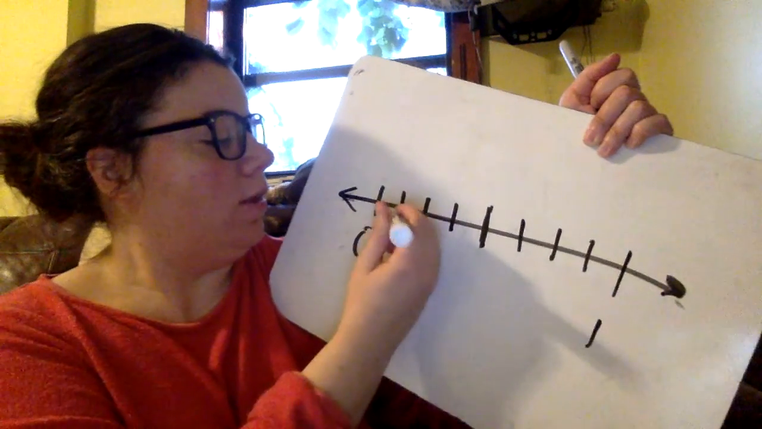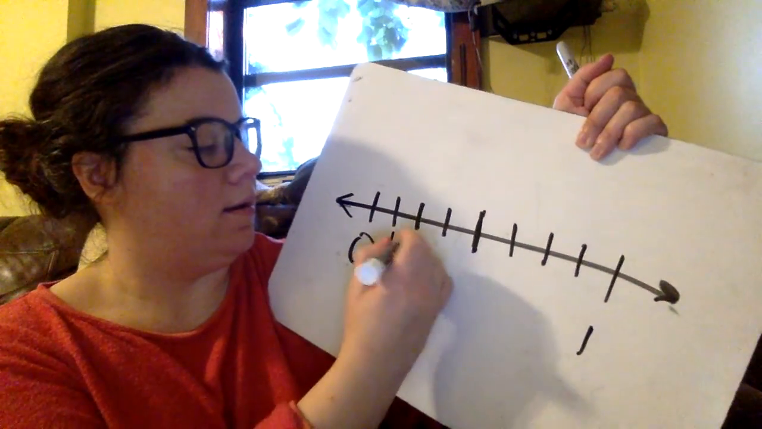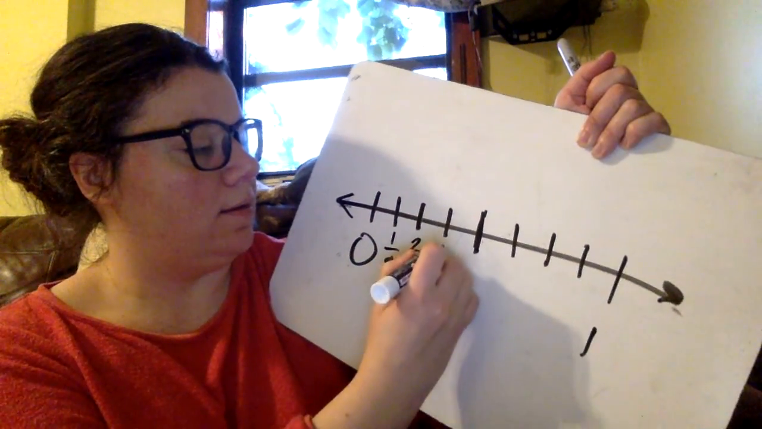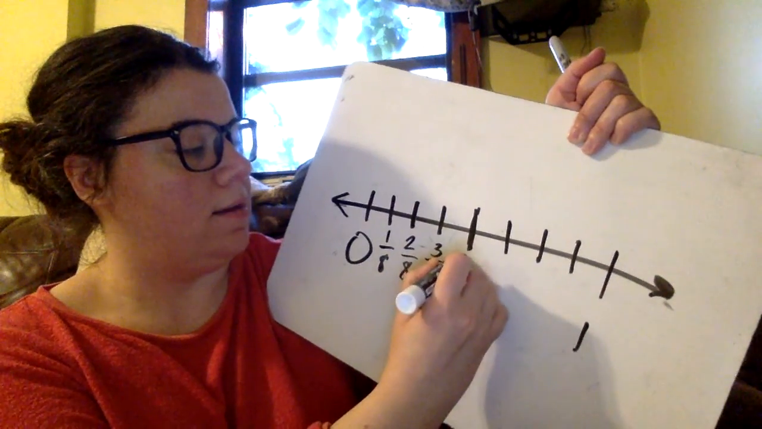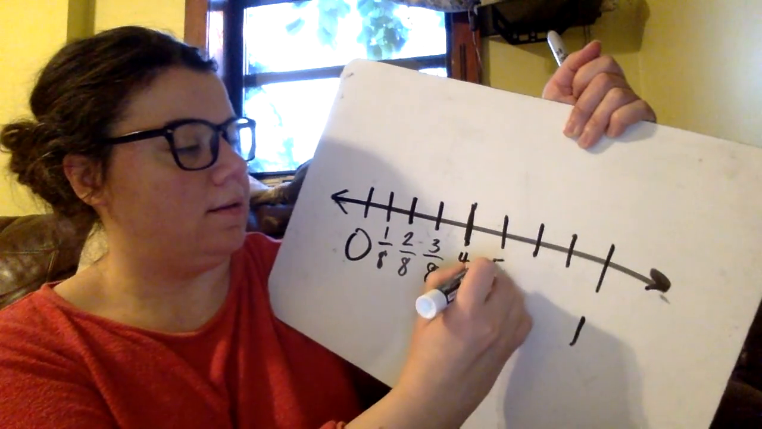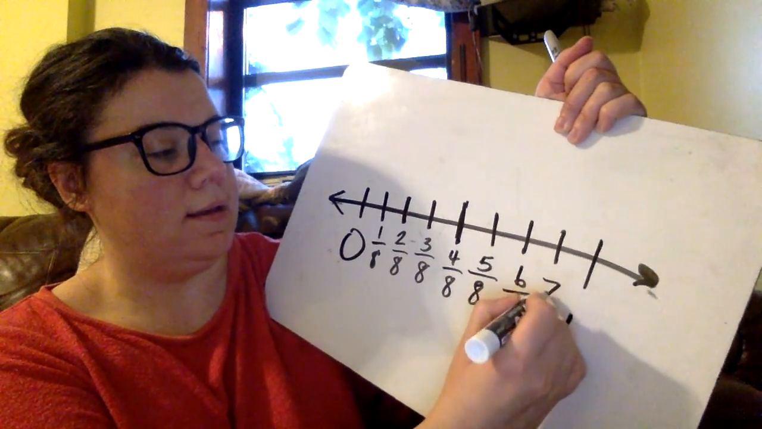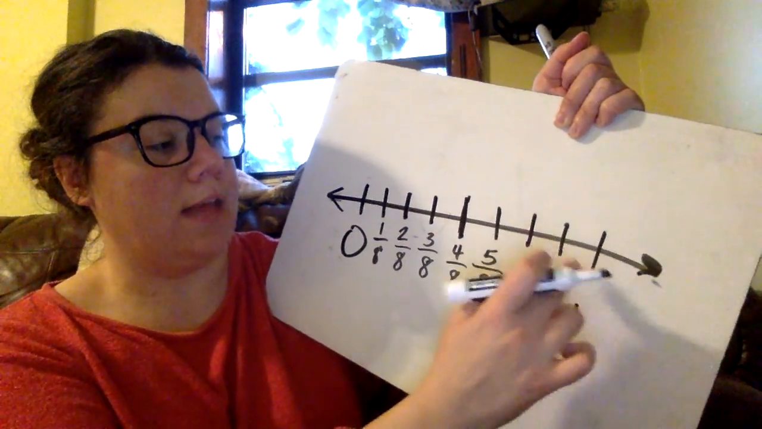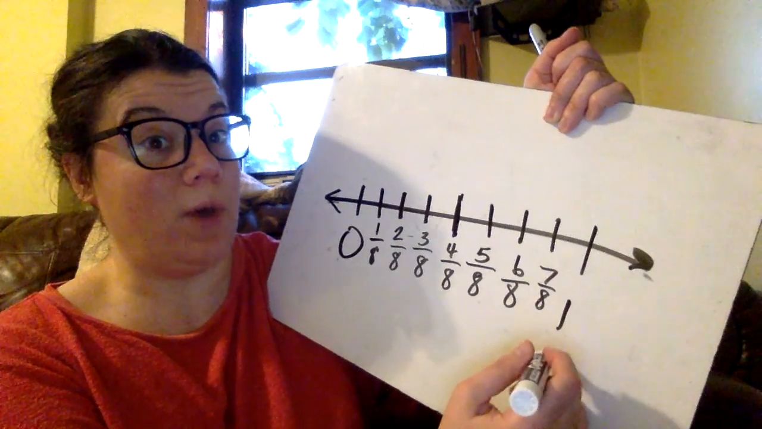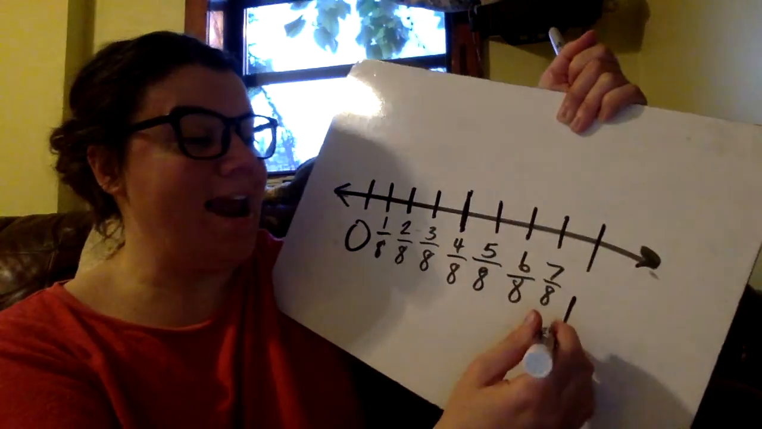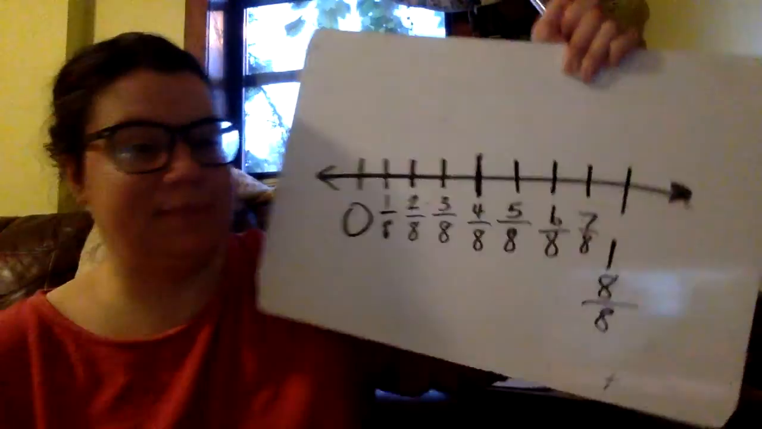So now we can label 1/8, 2/8, 3/8, 4/8, 5/8, 6/8, 7/8, and our last tick mark, 1 whole, is what, everyone? 8/8. Ta-da. All right.